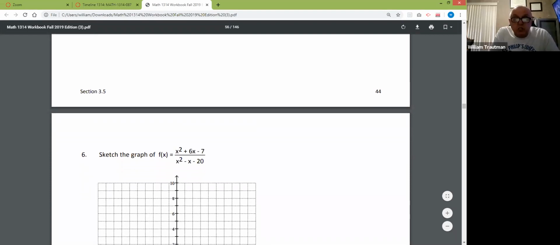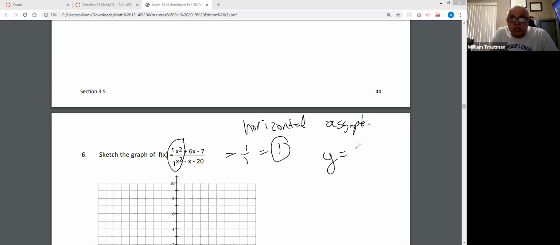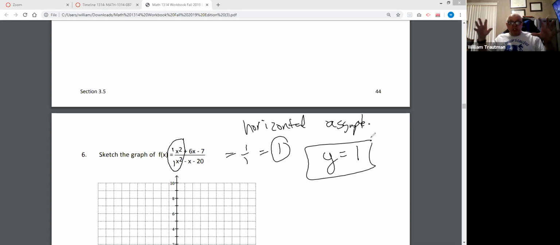What is the horizontal asymptote here? The powers on the top and bottom are the same. The highest powers are the same. So if it's the same, it's the numbers in front, and the numbers in front are 1 over 1. So the horizontal asymptote, by the way, always starts with y equals. See, number 6 says sketch it, but on the test, it's just going to say find the horizontal asymptote, and the horizontal asymptote for that problem is y equals 1.